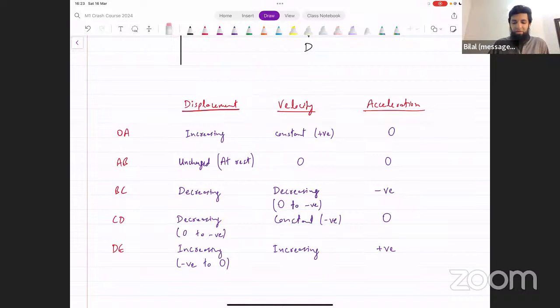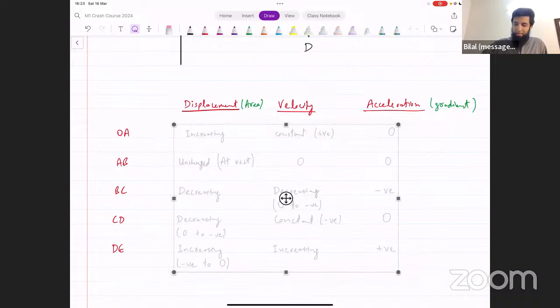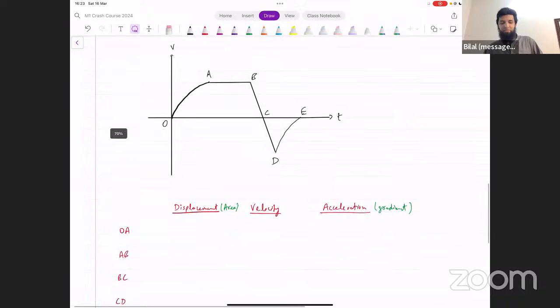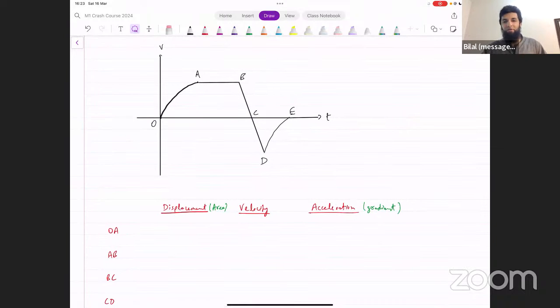Now, it's a velocity time graph. In a velocity time graph, displacement is the area under the graph, and acceleration is the gradient of the graph. So keep that in mind while you try to interpret this. Area under the graph represents displacement, and gradient of the graph represents acceleration.